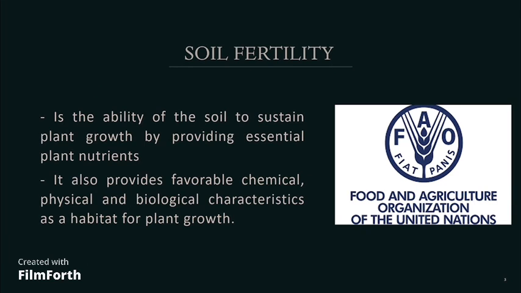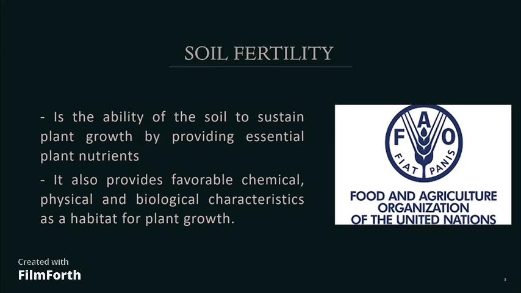According to the Food and Agriculture Organization of the United Nations, soil fertility is the ability of the soil to sustain plant growth by providing essential plant nutrients. It also provides favorable chemical, physical, and biological characteristics as a habitat for plant growth. So the plant nutrients include the macronutrients nitrogen, phosphorus, potassium, sulfur, calcium, and magnesium.